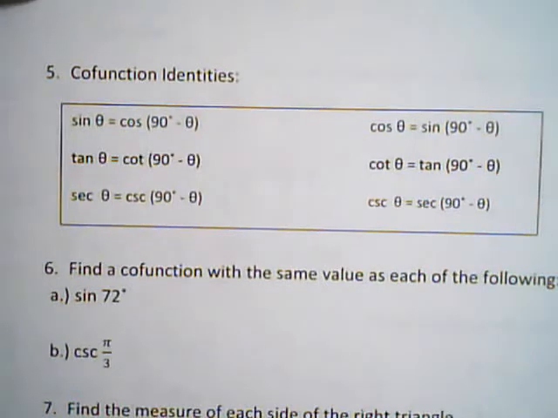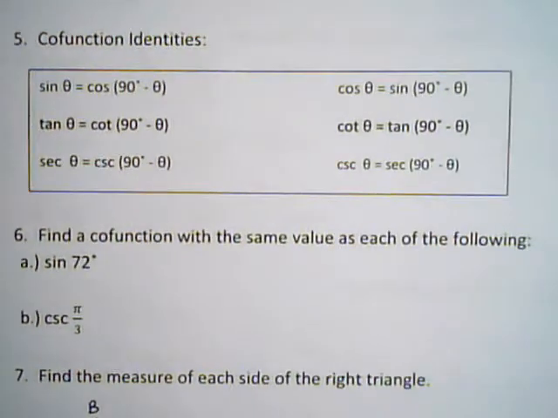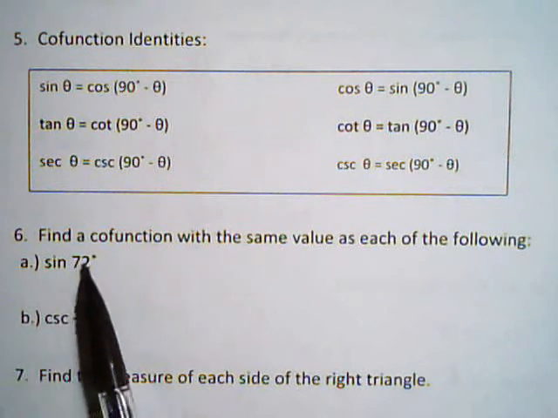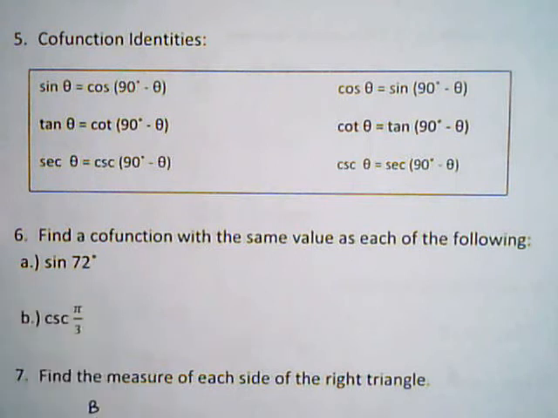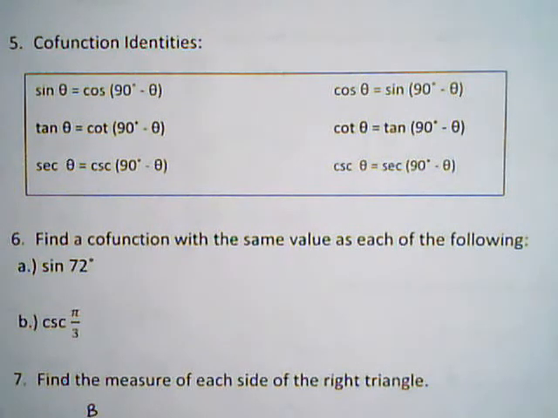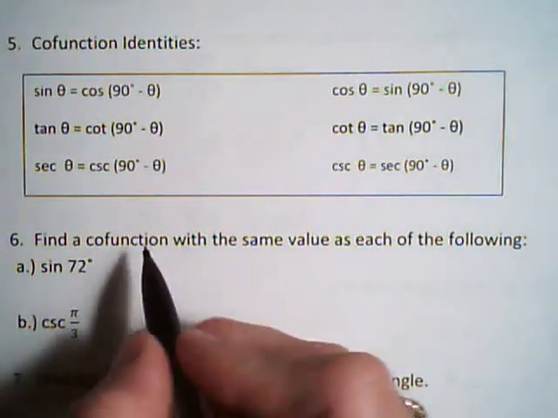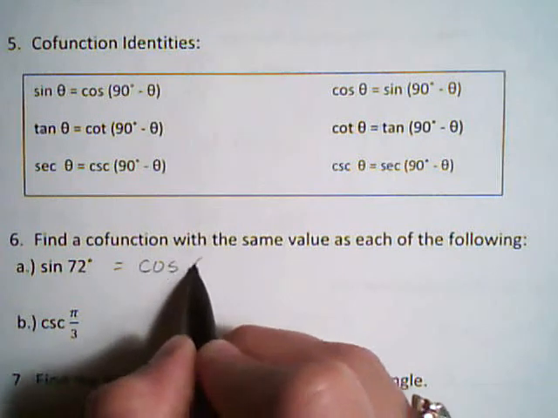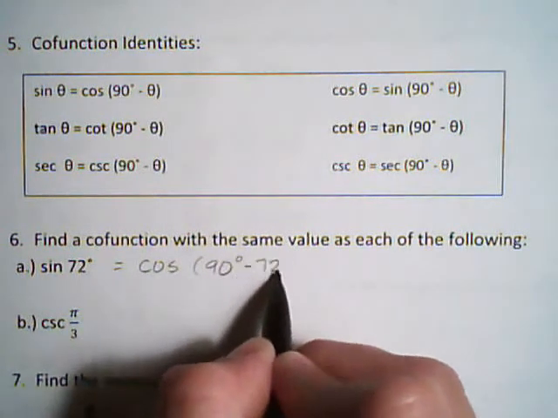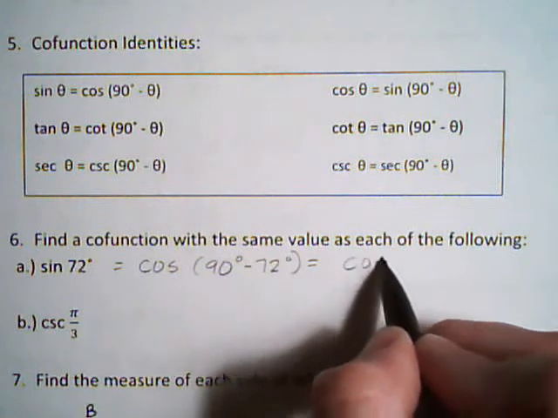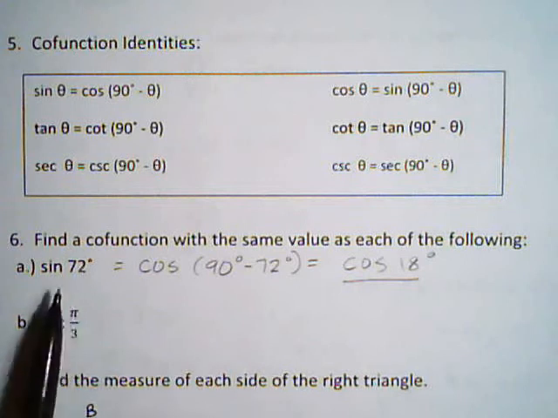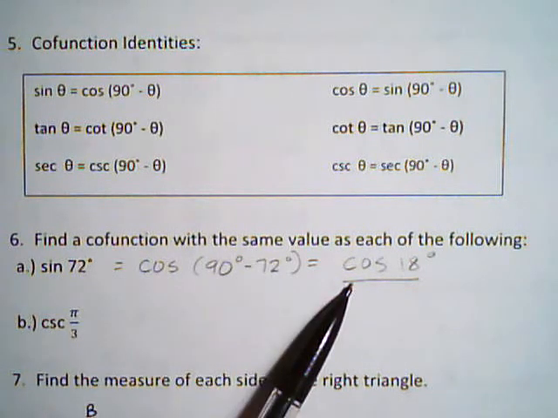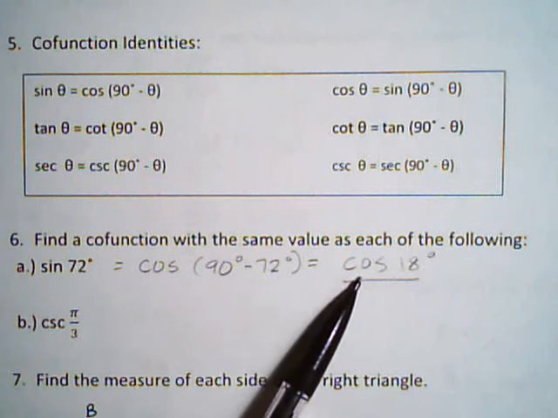cofunctions also. So some of the problems you may have on the homework would be like number 6, find a cofunction with the same value as each of the following. So if I have the sine of 72 degrees, okay, the cofunction to sine is cosine. So I could say this would equal the cosine of 90 degrees minus 72 degrees, which would be the cosine of 18 degrees. So you could just subtract the angle from 90, and it would be the opposite function.